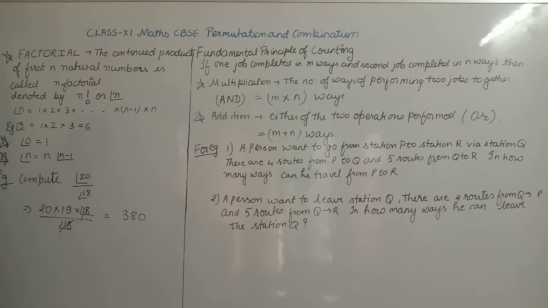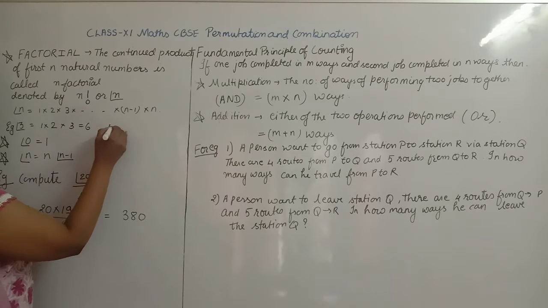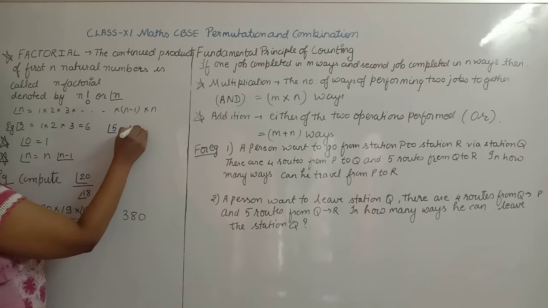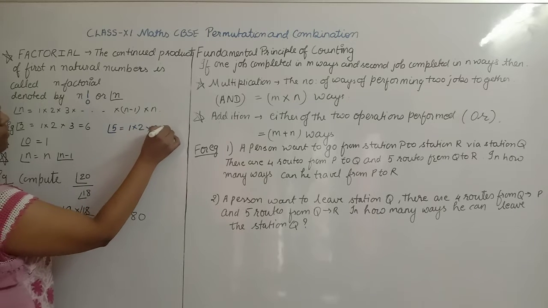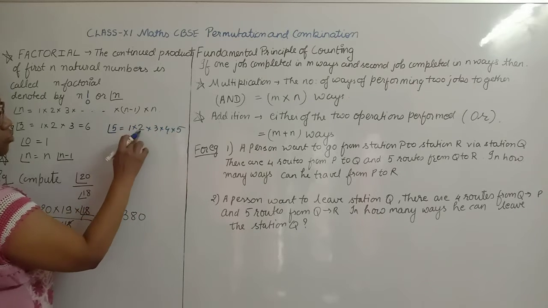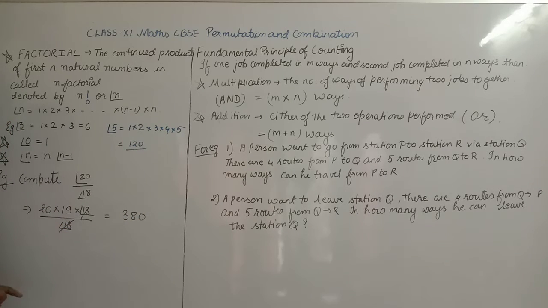Factorial 3, if suppose you want to find, you have to start from 1, multiplying till this number comes. So 1, after 1, 2 will come, then 3. We stop here because we have written the same number. So 1 into 2 is 2, 2 threes are 6. If you want to find out for 5, you start from 1, 2, 3, 4, 5. So 2 fives are 10, and it will become 120.